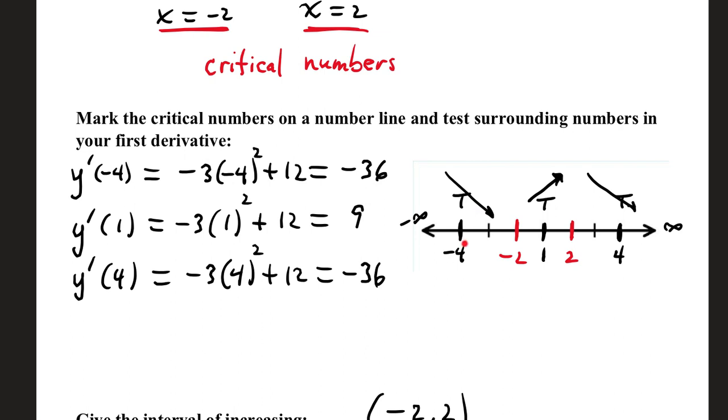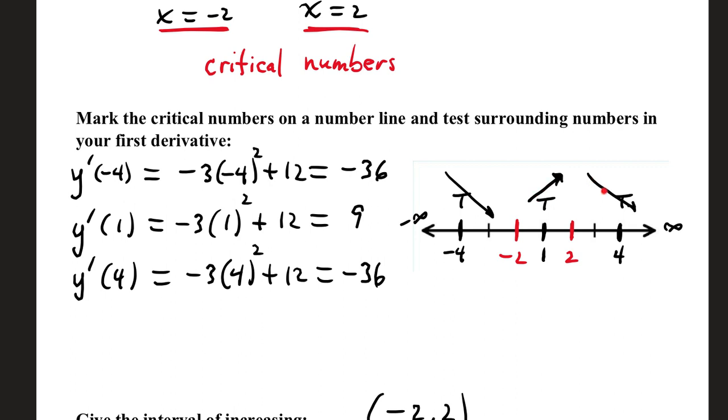Left of the first critical number, we chose negative 4. In our first derivative, we sub in negative 4, and our answer was negative 36. So our graph is decreasing in that interval. A test number between the criticals, we picked 1. You could also pick 0. 1 plugged into our first derivative gave us a result of positive 9. Our graph increases between the critical numbers.